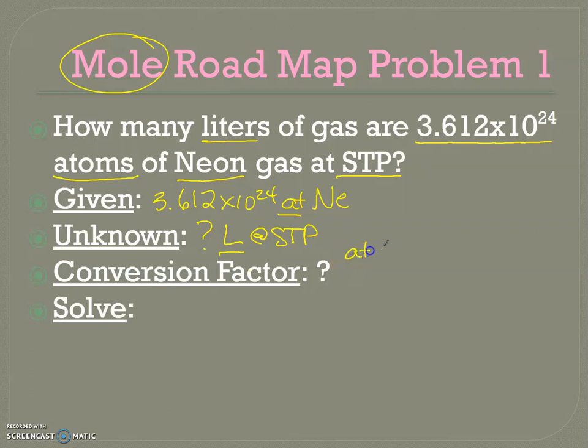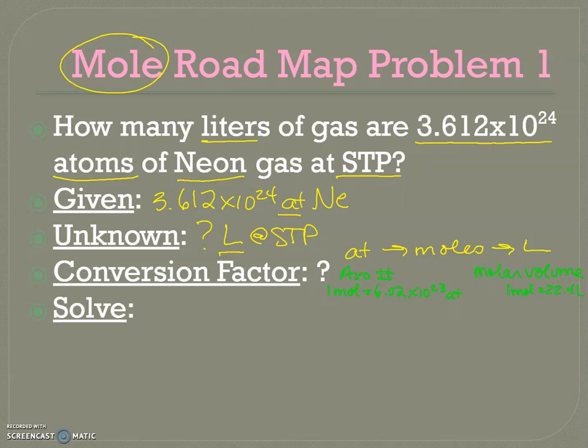We have to get from atoms to moles first, and then we get from moles to liters. So this is why it is multi-step. To get from atoms to moles, I use Avogadro's number. And to get from moles to liters, I'm going to use, that's right, molar volume. So if you remember, Avogadro's number is 1 mole equals 6.02 times 10 to the 23rd, and then we're dealing with atoms here, and molar volume at STP, 1 mole, is 22.4 liters.